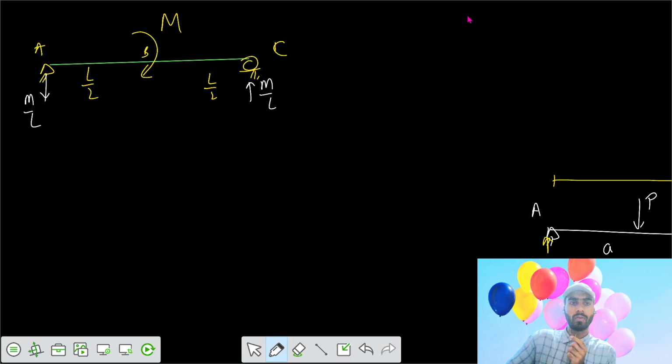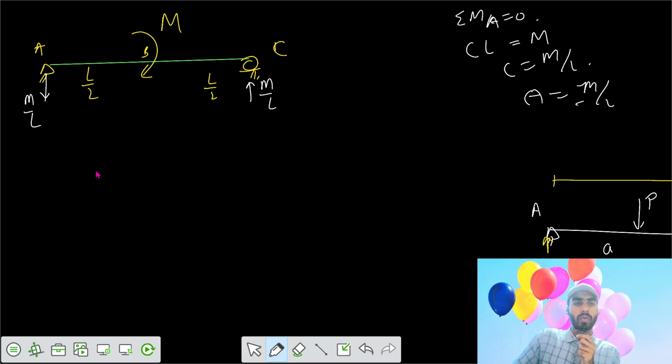By summation Fy equals 0 and summation of moments at A equals 0, we can write C into L equals M, then C equals M by L. Similarly, if C is this one, A is minus M by L.